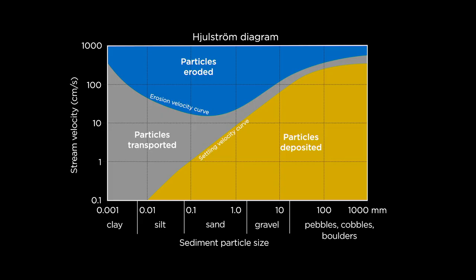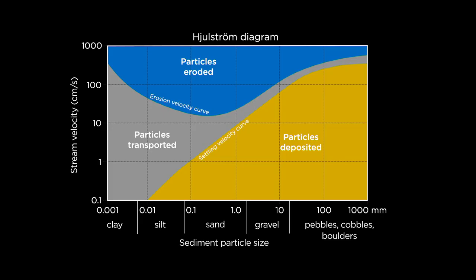On the right-hand side, you can see the velocities required for a river to move boulders. It's amazing. Depositional velocity is the flow rate of the stream that will result in a particle being deposited rather than transported. The area between critical erosion velocity and deposition velocity is the velocity of transport.